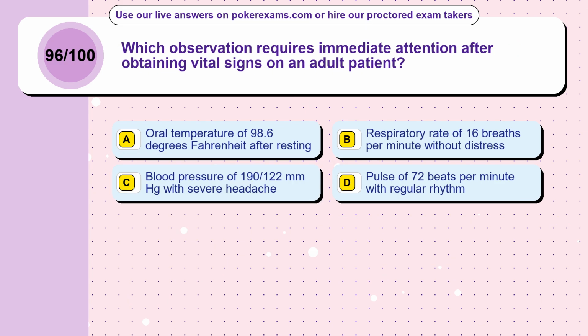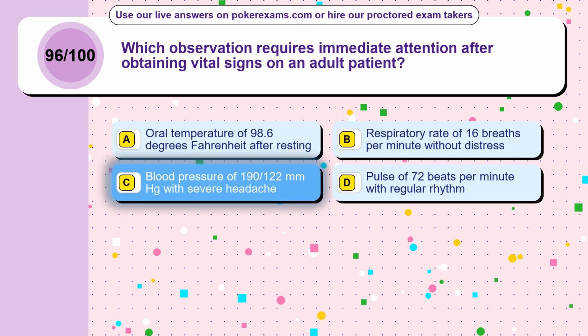Question 96. Which observation requires immediate attention after obtaining vital signs on an adult patient? Option A. Oral temperature of 98.6 degrees Fahrenheit after resting. Option B. Respiratory rate of 16 breaths per minute without distress. Option C. Blood pressure of 190/122 mmHg with severe headache. Option D. Pulse of 72 beats per minute with regular rhythm. The correct answer is option C.